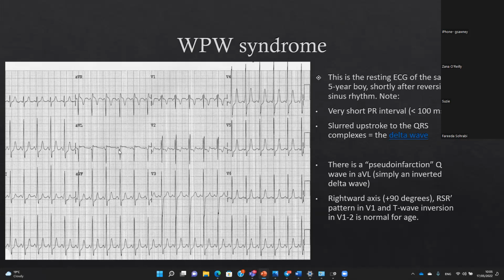Here, if you can see it well, this is the Q wave in aVL, simply an inverted delta wave. And this patient has right axis deviation and an RSR pattern, with T wave inversion in V1, which is normal for age.